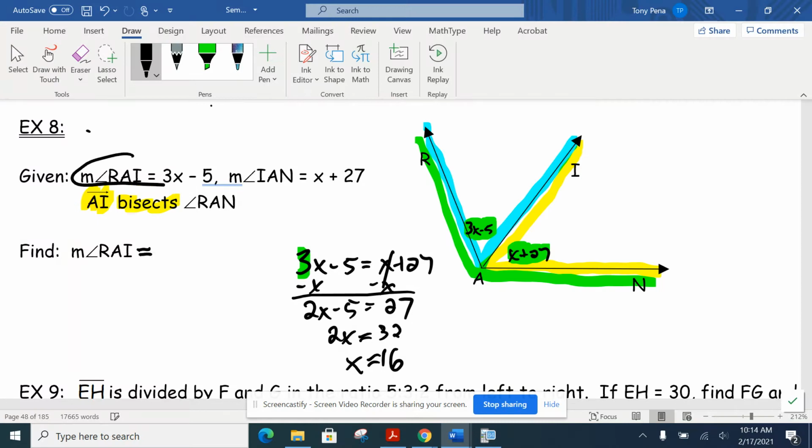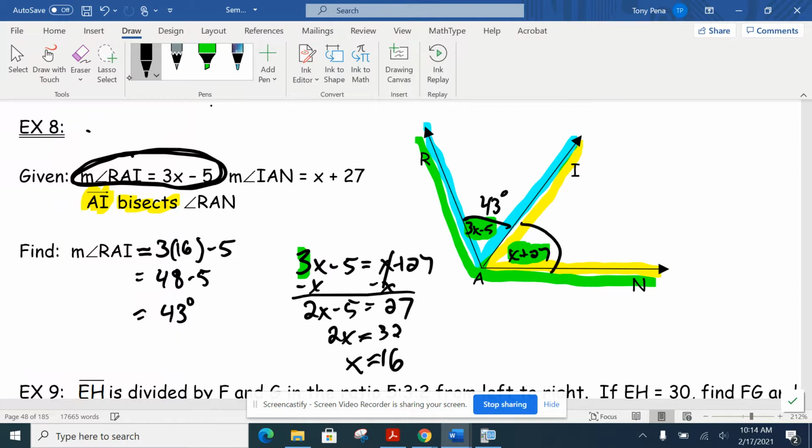So here is RAI, right? It is 3x minus 5. So now I'm going to do 3 times x, which we now know is 16, minus 5. So that is 48 minus 5, which is 43 degrees. All right. Then if we know this is 43 degrees, doesn't this have to be 43 degrees? I could ask you what this big angle is, and we could add them up. So there's a lot of different routes we could take, but in this case, we should get 43. Okay.